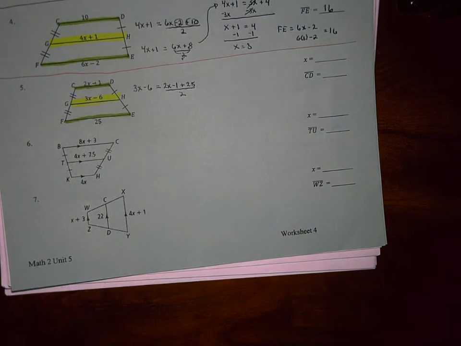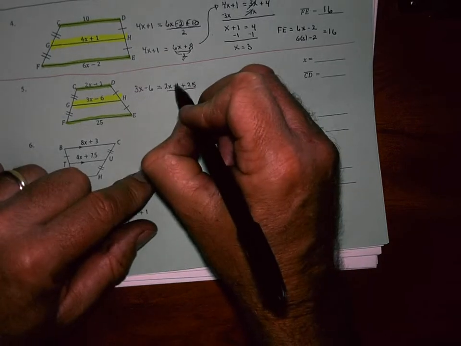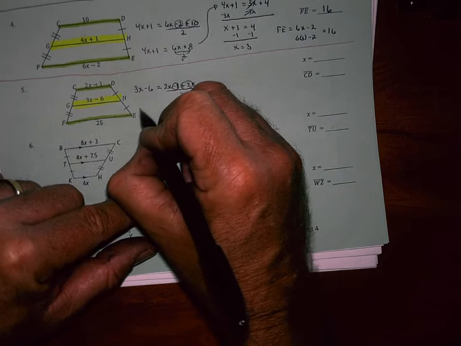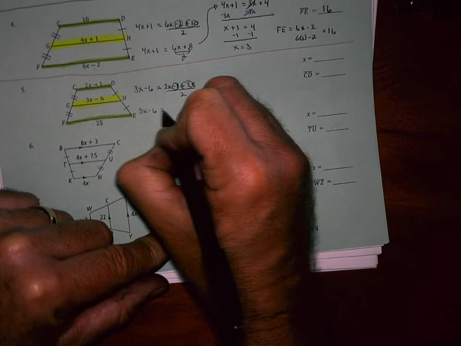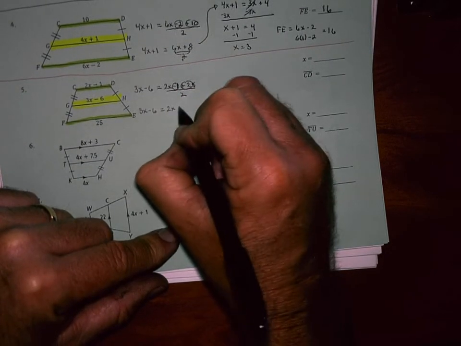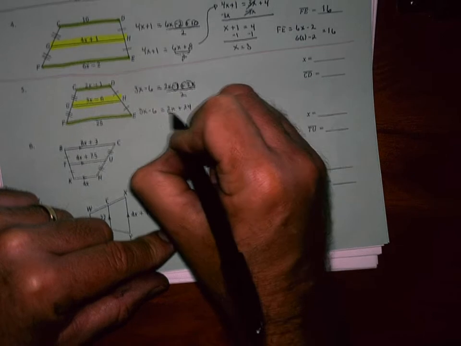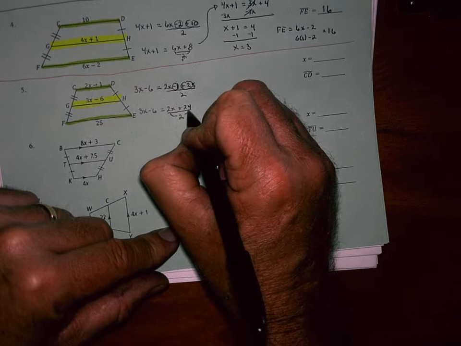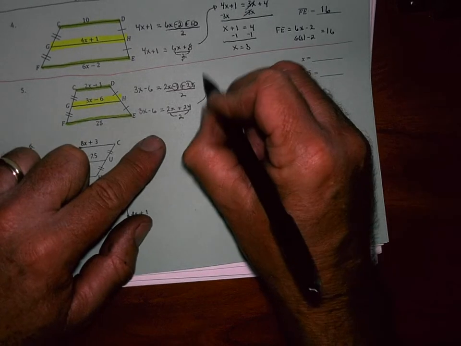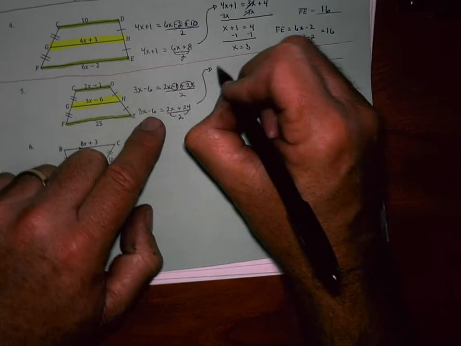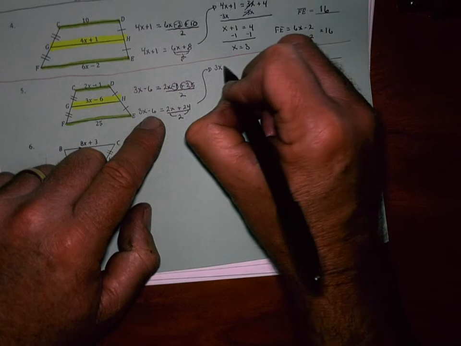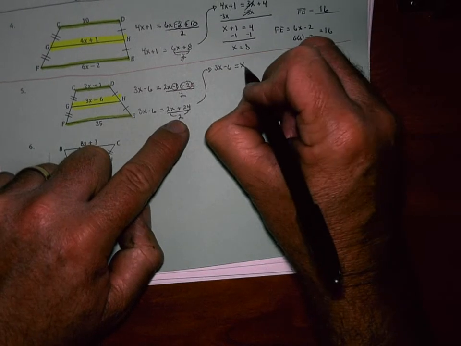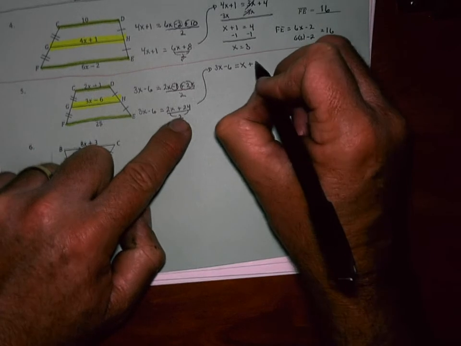Okay, so now I'm going to solve this. I'm going to take the numerator and combine the minus 1 with the plus 25 to make my new equation, 3x minus 6 is equal to 2x plus 24 divided by 2. Now if you notice, this 2 divides into 2, and it also divides into 24, so it's a good idea to divide both of those by 2. That would make my equation 3x minus 6 is equal to 2x divided by 2 is just x, plus 24 divided by 2 is 12.